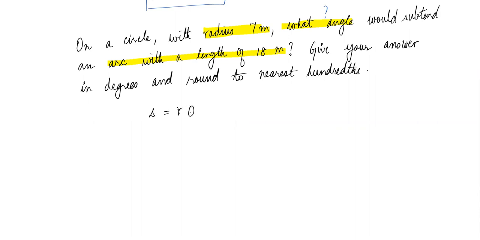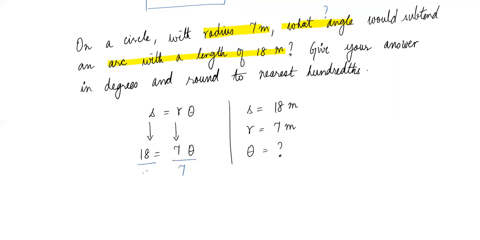So the relation remains the same. S equals R theta. So S is given to be 18 meters. Notice how it's the same measure as the radius R. R is given to be 7 meters, and theta is unknown. So substitute for S and for the R. So that's 18 equals 7 theta. Divide by 7 on both sides. Theta comes out to be 18 over 7.